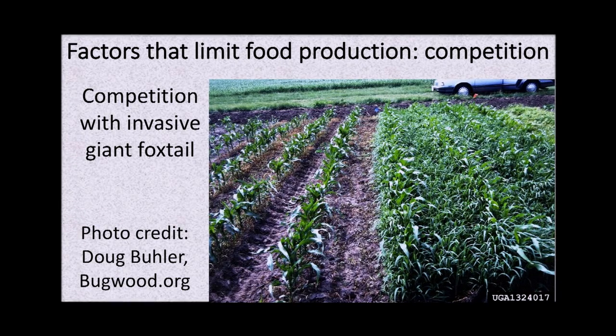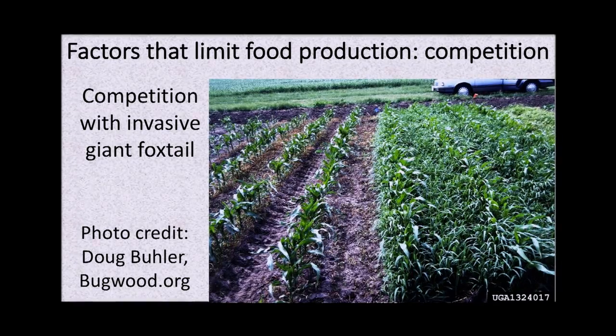So in this example, you see a corn crop field, and on the left, you see that it's been weeded, and on the right, you see that there is an invasive grass species. This is giant foxtail. And this grass species is very competitive. It's a very strong competitor.